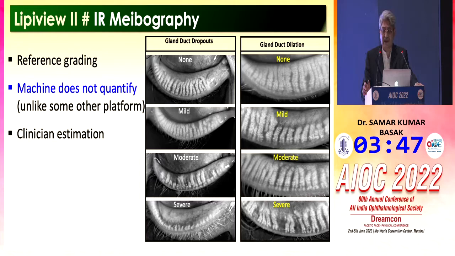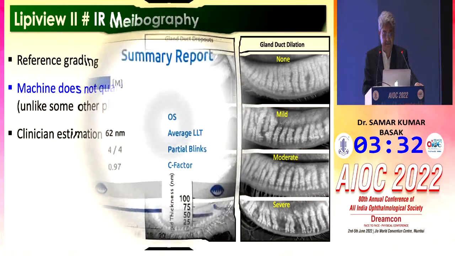The machine doesn't quantify, actually. The other machines have this quantification, but the LipiView 2 system doesn't give any quantification of this, how much percentage of dropout or dilatation. It cannot give that.